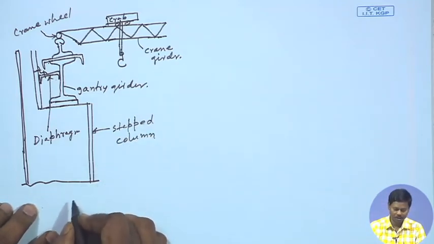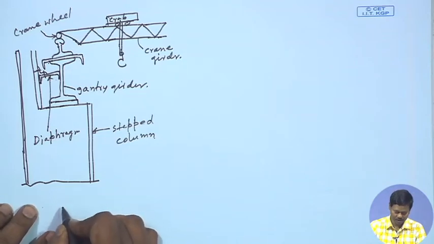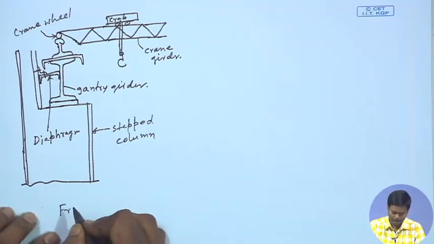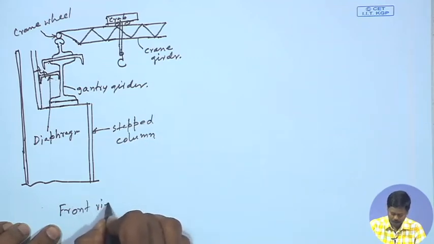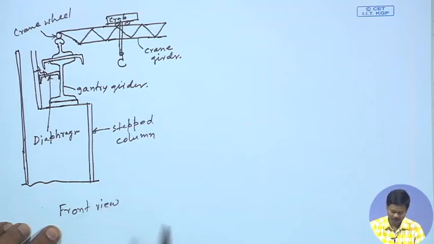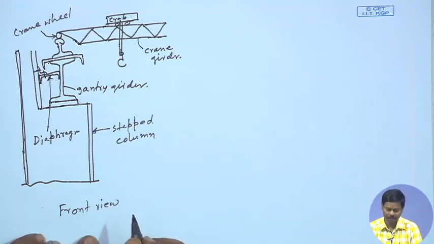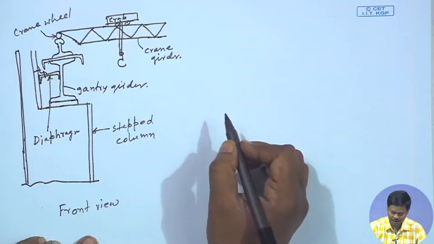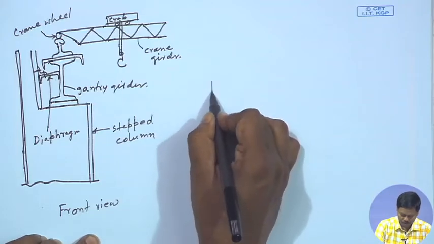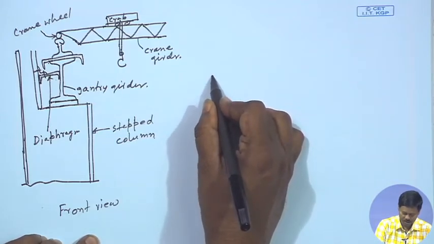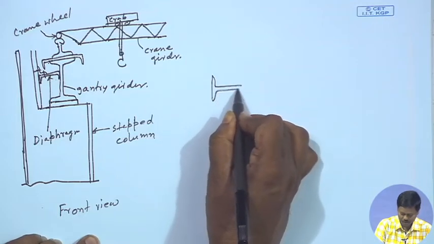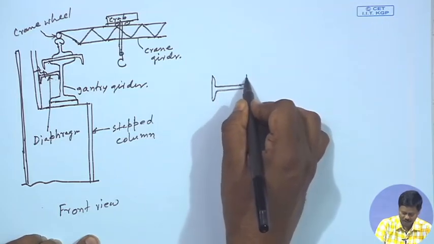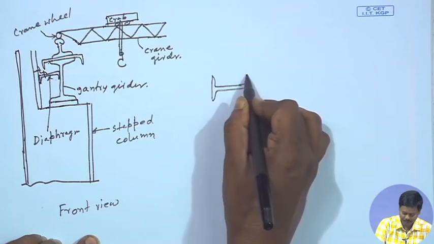So, we can say this is the front view of the system, where the gantry girder is placed on a step column. And if we see the top view, we can see that in between, two columns are placed with the gantry girder. So, these are the step columns.